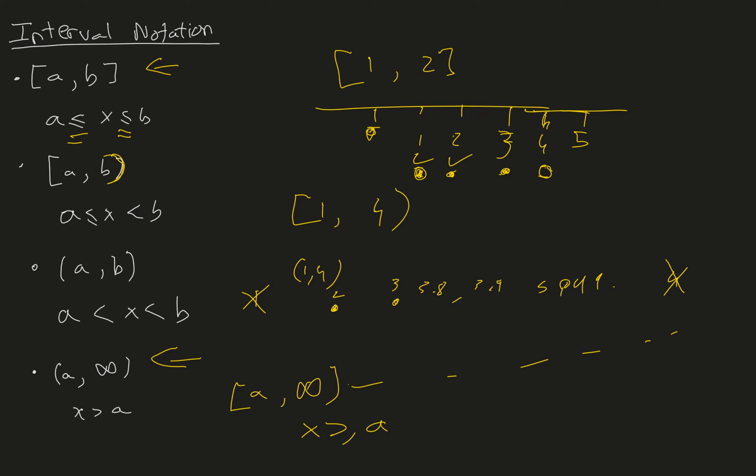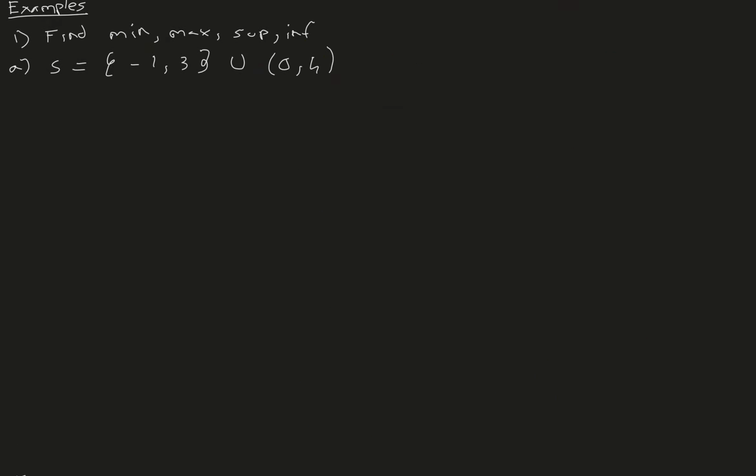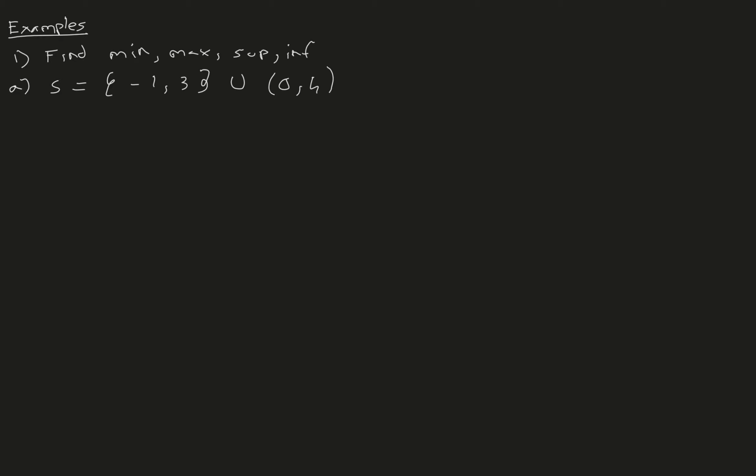Please note that you'll never find a situation such as this. An infinite set, you cannot include infinity in a set because infinity is undefined. We don't know what it is, so it's never bounded by. You can never have a square bracket with infinity. So let's take a look at some examples to make all this more clear.